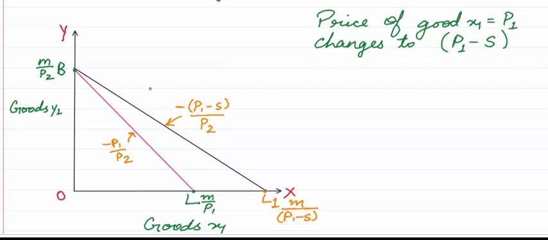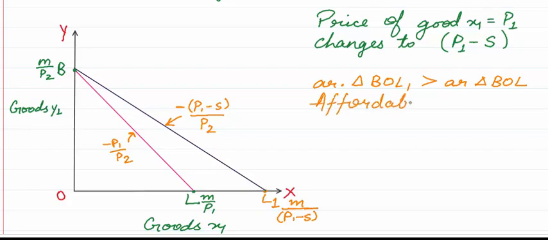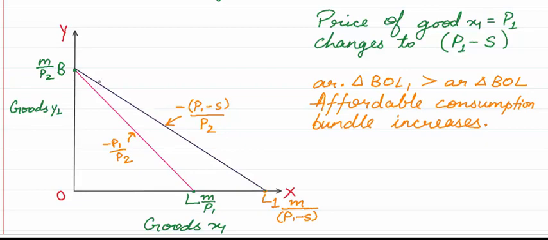Now in this curve, we can also say that the area of triangle BOL1 is more than the area of triangle BOL. Hence we can say that the affordable consumption bundle has increased. The consumer can now afford the consumption bundles lying in the area BLL1. So the area of triangle BLL1, which was earlier non-affordable by the consumer, can now be afforded.